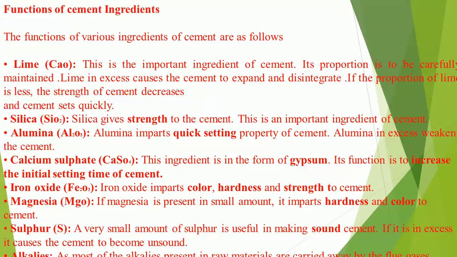Alkalis. Most of the alkalis present in raw materials are carried away by the flue gases during heating. Cement contains only a small amount of alkalis. If they are in excess in cement, efflorescence is caused.